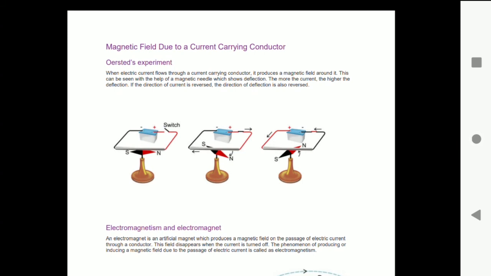If the current flows from north to south, as shown in the second figure, the north pole of the compass needle would move towards the east. You can see in the figure, it moves towards the east. Replace the cell connections in the circuit as shown in the third figure.